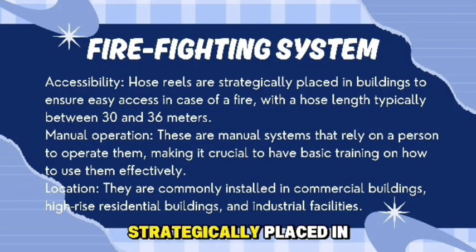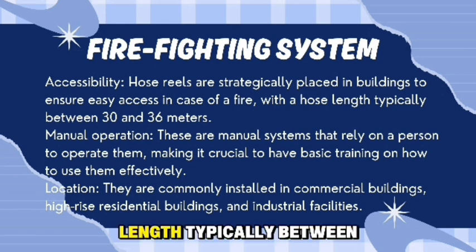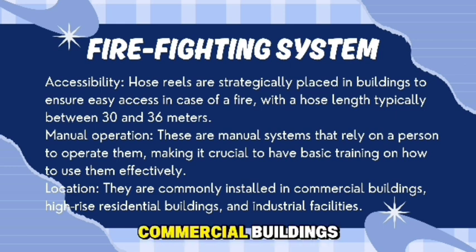Key features: accessibility. Hose reels are strategically placed in buildings to ensure easy access in case of a fire, with a hose length typically between 30 and 36 meters. Manual operation: these are manual systems that rely on a person to operate them, making it crucial to have basic training on how to use them effectively. Location: they are commonly installed in commercial buildings, high-rise residential buildings, and industrial facilities.